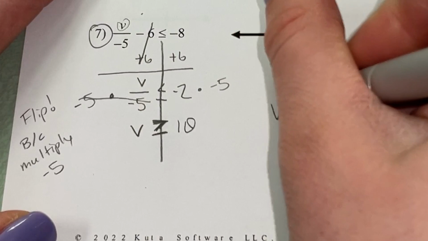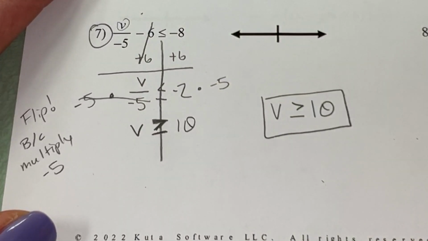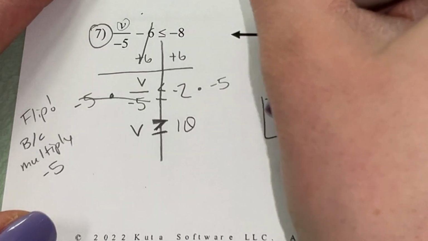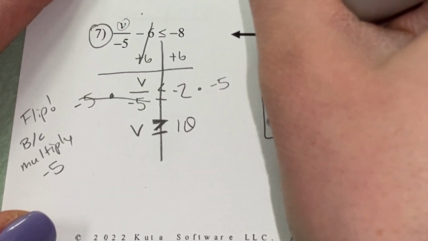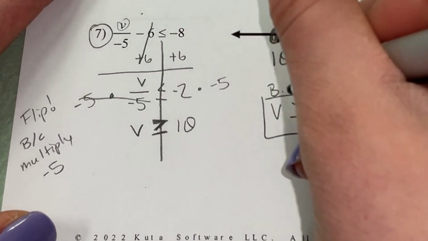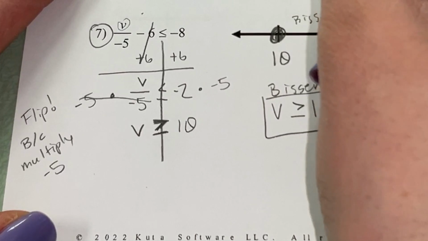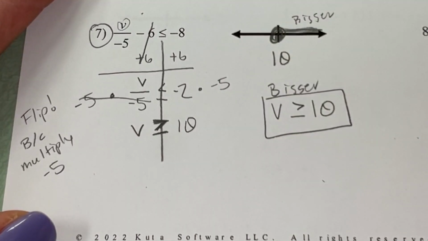So I'm going to write my final answer over on the side here. So this is my final answer. I'm going to graph it real quick. So I'm going to have a closed dot at 10. My v over here is the bigger number. So I'm going to shade the bigger side, which is always to the right. And that works out. Let's flip to the back.